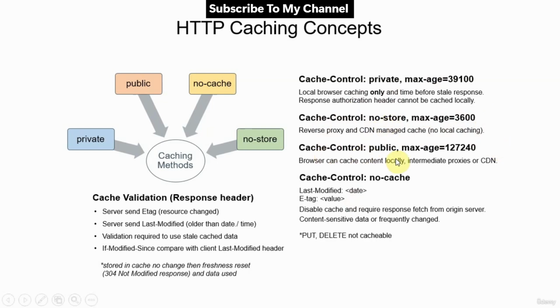Then cache control public is anywhere at any time, really. You can cache it locally, intermediate proxies, or a CDN. So that's the most liberal caching policy available, is public.